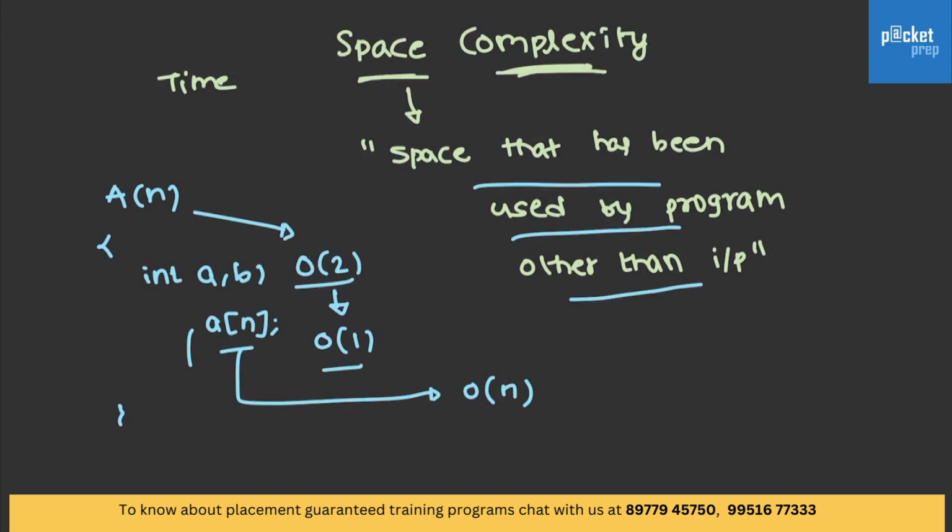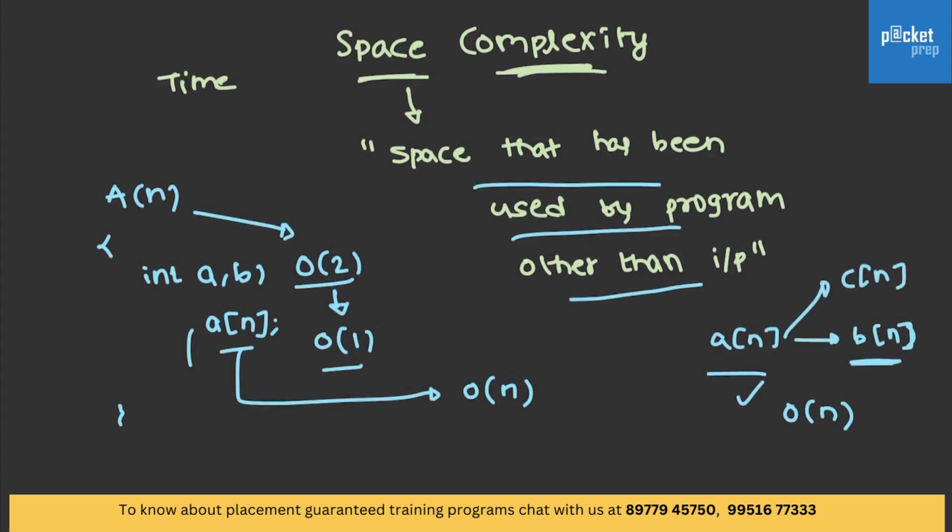If you are trying to copy an array A of n to an array B of n, A of n is actually the input that has been provided, but B of n is the extra array that you need to create the memory for. So the space complexity in this example will be order of n. And if you are copying it into two arrays, let's say B of n and C of n, then the space complexity will be equivalent to order of 2n.